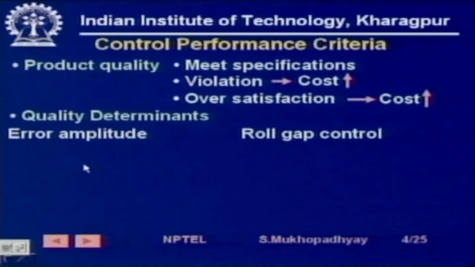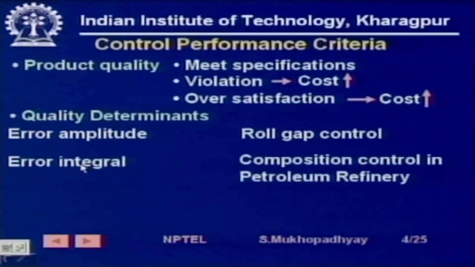So, in that example, suppose we are looking at composition control in a petroleum refinery. What is the product there? The product is some hydrocarbon fuel, let us say petrol or kerosene. After the product is produced, it is going to be stored in some tanks. Then finally, after the tank gets filled up, it is going to be transported to the customer eventually.